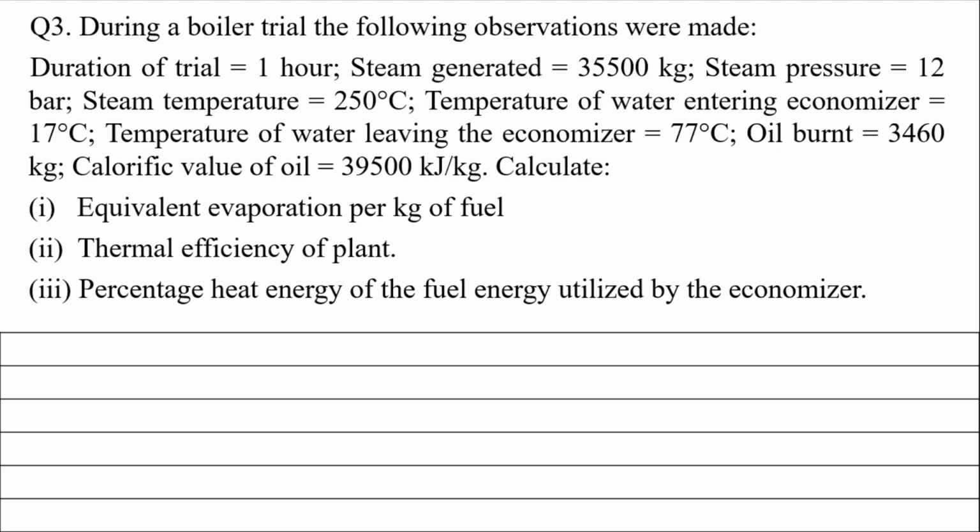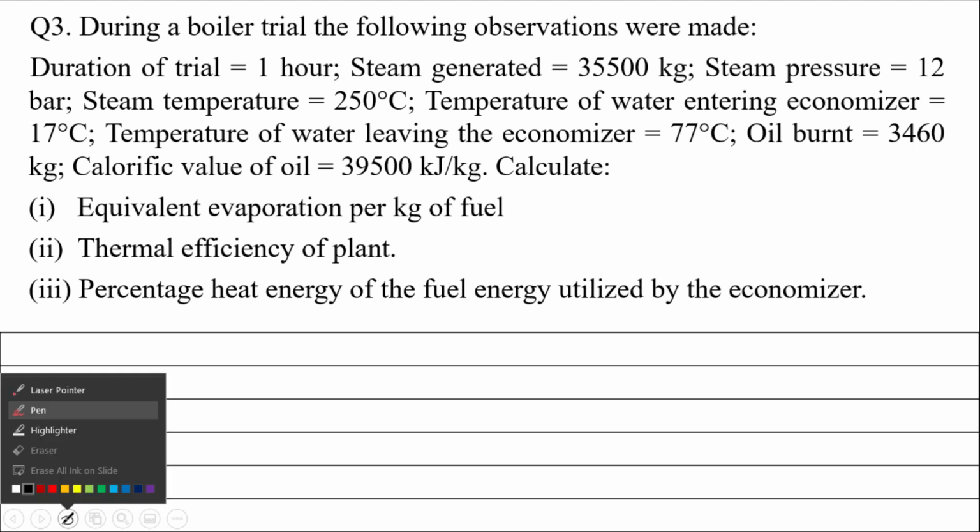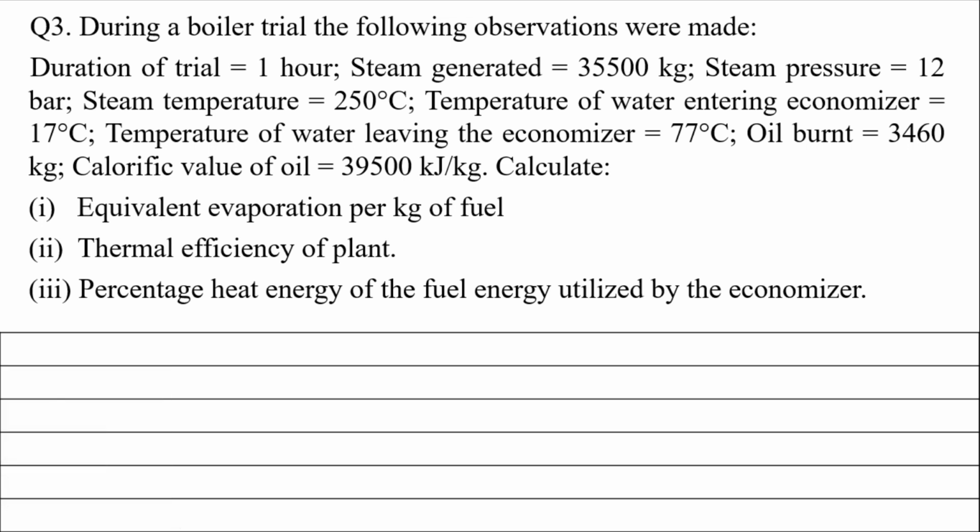The difference here is that in the previous question we were given the duration of the trial in terms of kg per hour. This time the duration of the trial is given directly as 1 hour. So all the values given here are for a 1 hour duration. The steam generated is 35,500 kg in that 1 hour duration.